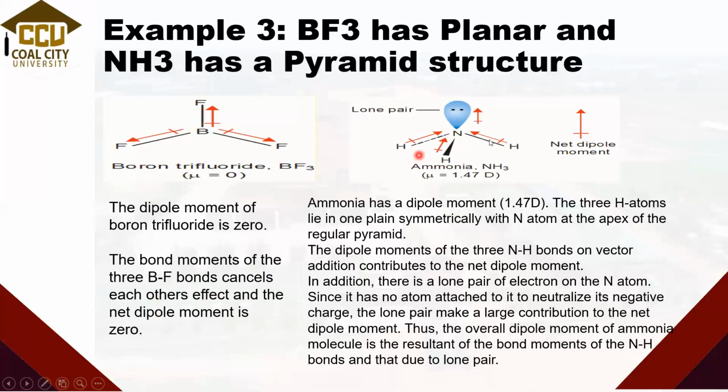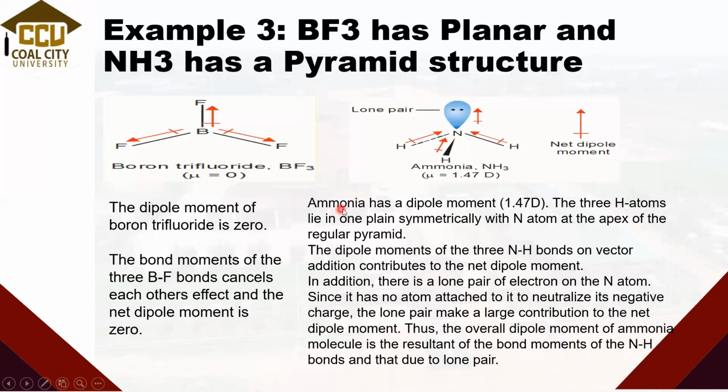But in the case of ammonia, it will not have a planar structure. Ammonia will be pyramidal in structure. Why? Because the net dipole moment is not 0. The net dipole moment is 1.47 D. This has been calculated experimentally. So it means that if it were 0, it ought to have the same planar shape like BF3, but instead it has a pyramidal shape.